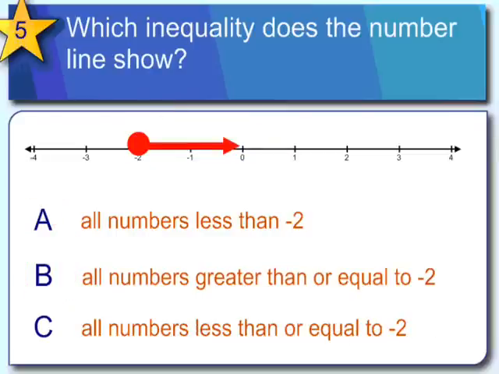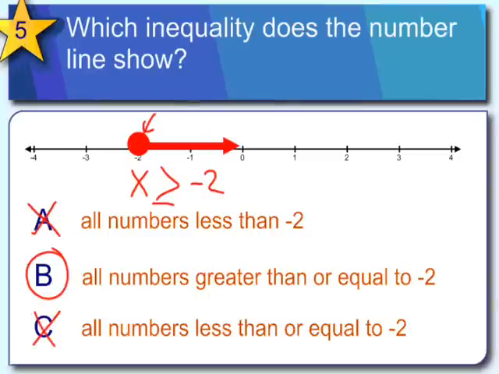Which inequality does the number line show? Well, that would be x greater than or equal to negative 2, because it's colored in. So all numbers less than negative 2? No. All numbers greater than or equal to negative 2? Yes. All numbers less than or equal to negative 2? No. So that is how you graph inequalities.